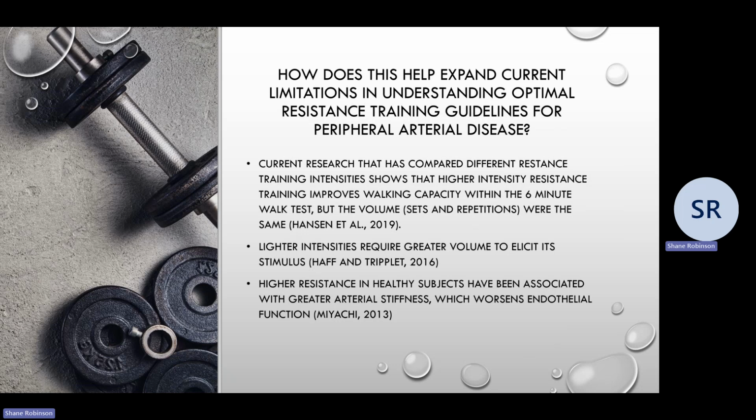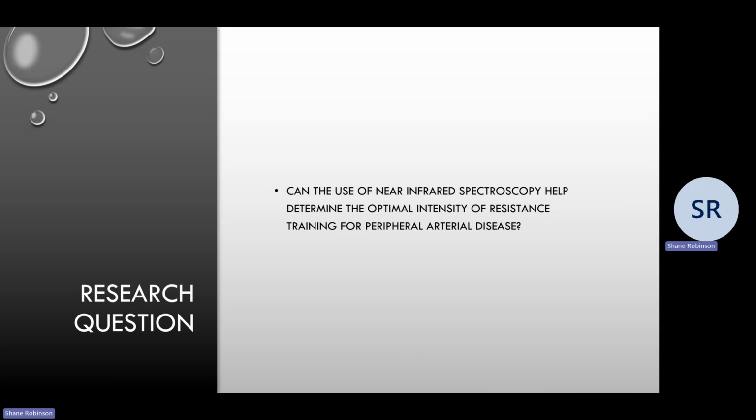Also, there is other evidence that higher resistance training intensities lead to greater arterial stiffness, which also worsens endothelial function, which is already impaired in peripheral arterial disease. That goes to my research question here. We have a mix of both: the utilization of the NIRS device to measure an internal objective marker that could guide the amount of volume for each set based off of different intensities of resistance training.